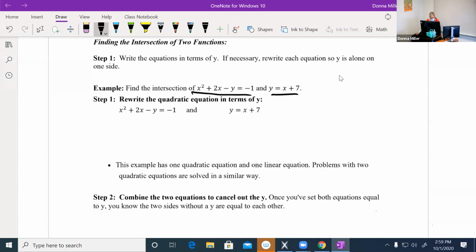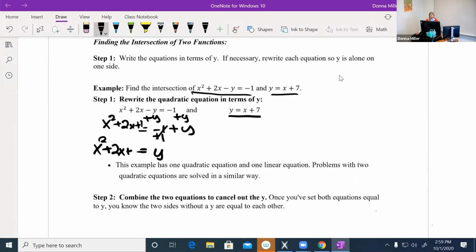All right, so if I look at this guy solved for y, the easiest thing to do is just to move the y over. If you add y to both sides, it becomes a positive y. So this equals -1 plus y. And then if I move the -1 over, I get y equals x squared plus 2x plus 1. Okay, so everybody all right with how I solve for y? If you're going to use the calculator, you've got to be able to do that.